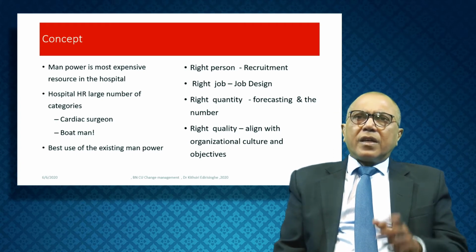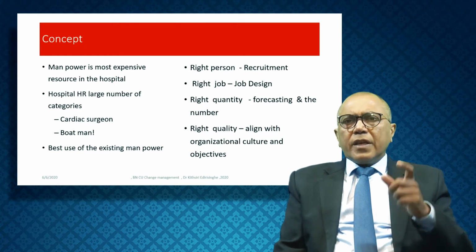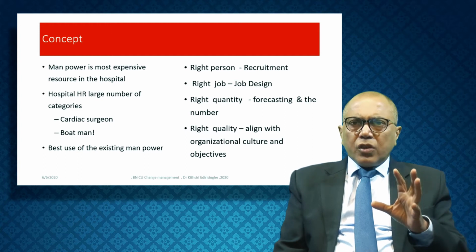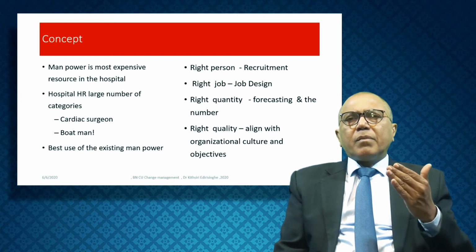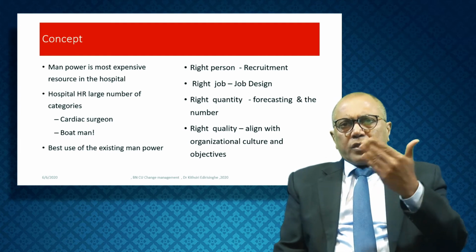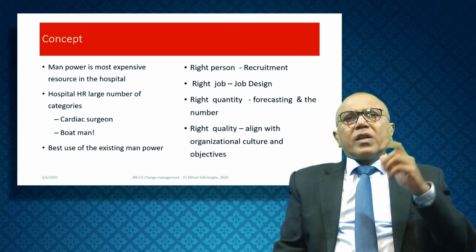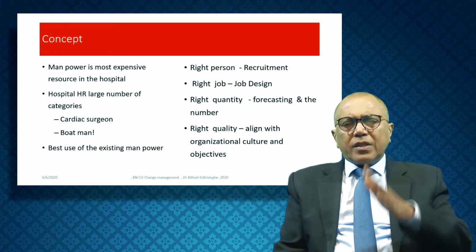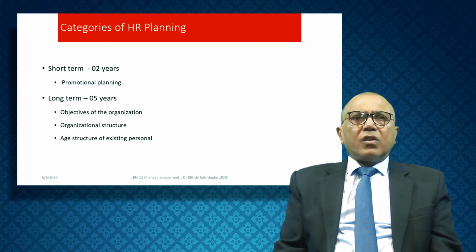Then it says the right person has to be there. That's recruitment. They should do the right job. That's job design. I'll talk to you about what job design is. Right quantity, not just enough. You have to forecast the number that you need. Future forecasting has to come in. Then the right quality, aligned with the organization's culture and objectives. So these are the things in proper HR management. Now, we do short-term management, and then you do long-term management.